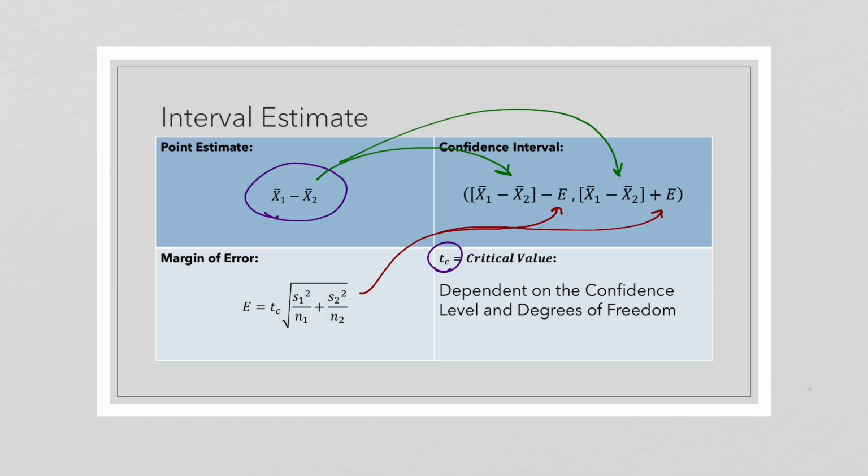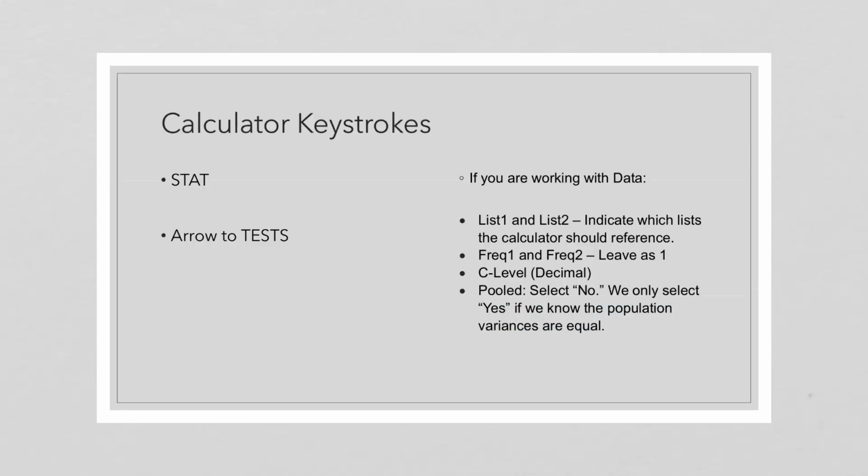Again, your calculator will take care of all of this for you, but you do have this point of reference, and if you do have any questions about it, feel free to come to me about it. As stated before, everything will be taken care of in your calculator. In order to utilize your calculator to construct a confidence interval for two samples that are independent, we would go to Stat, arrow over to Tests, and we would select option 0, which is a 2-sample t-interval.